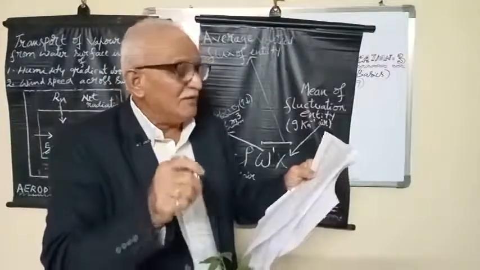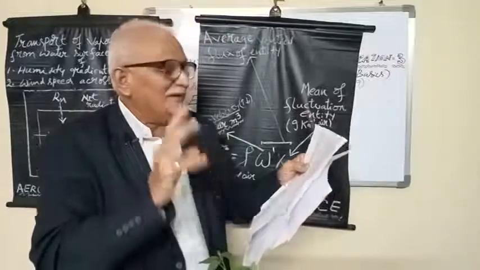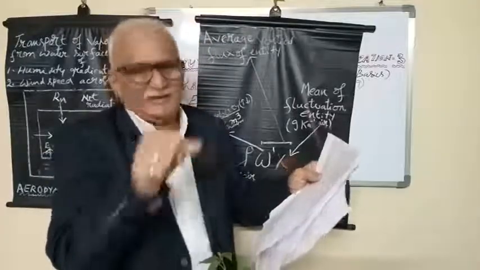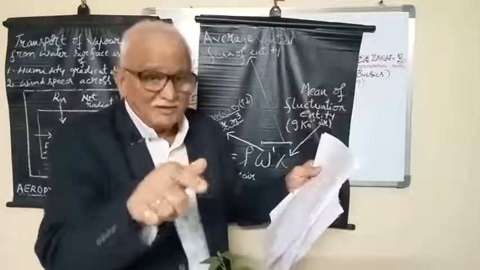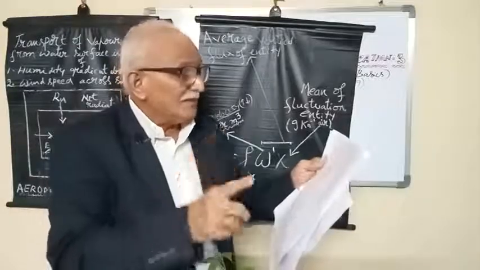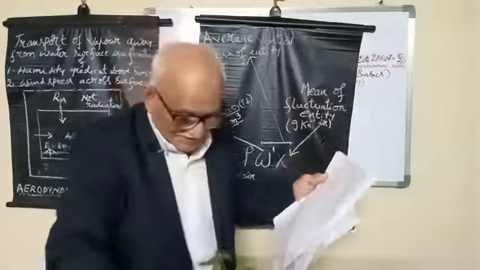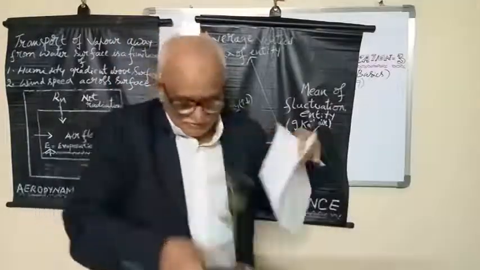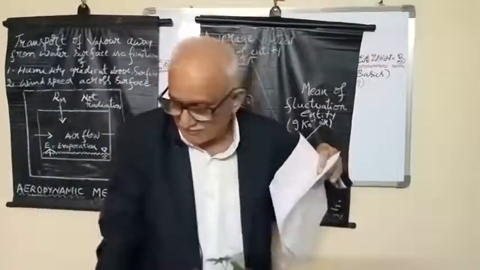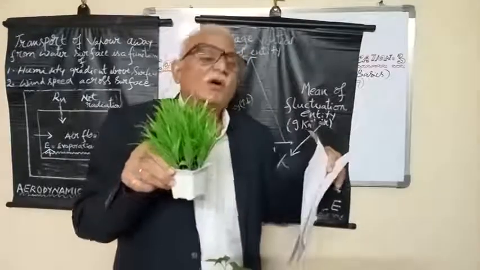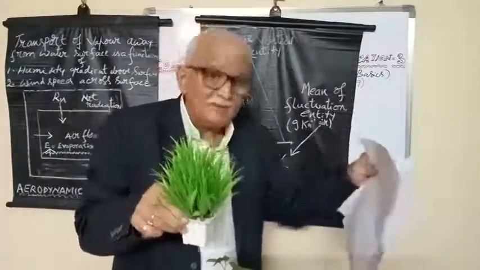Swinburne in 1951 was the first to attempt a direct measurement by the eddy correlation technique. A wonderful technique he developed. Why it is wonderful, I will tell you after half a minute. This method is based on the assumption that the vertical eddy flux, if this is a crop, this is in the air. Four fluxes are there, I am telling for the fourth time.